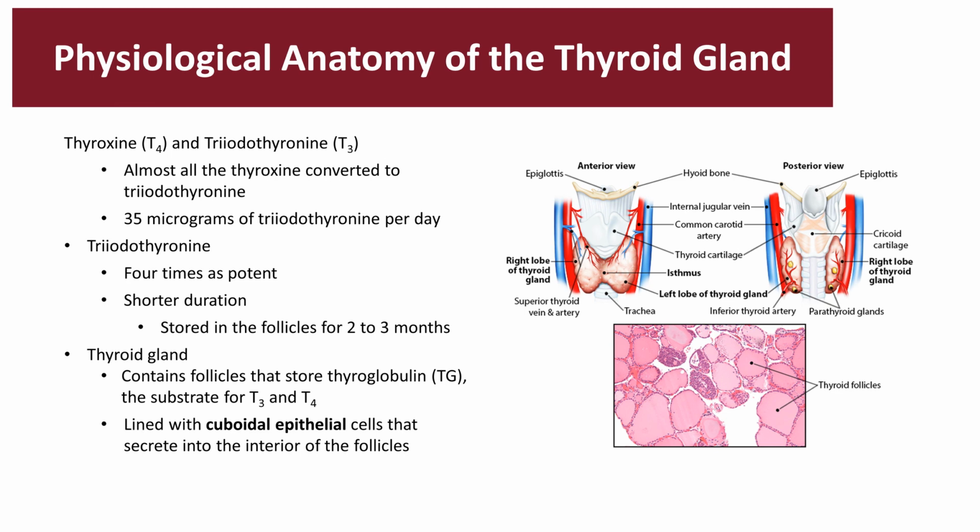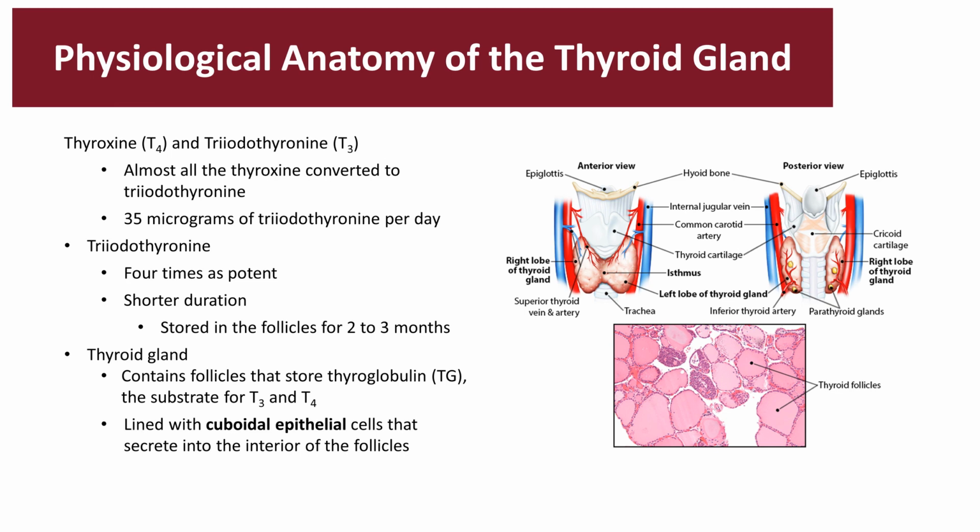The thyroid gland is composed of many microscopic spherical structures called the thyroid follicles. T4 and T3, thyroxine and triiodothyronine, are the active hormones produced by this gland. On average, there's about 35 micrograms of T3 produced per day. Almost all of T4 is converted to T3. T3 is 4 times as potent as T4.